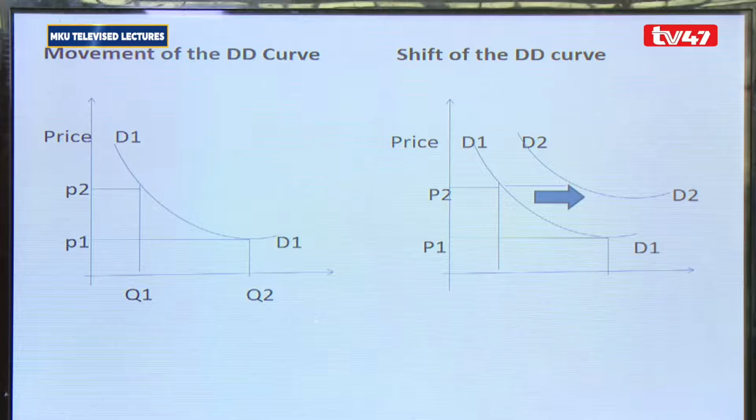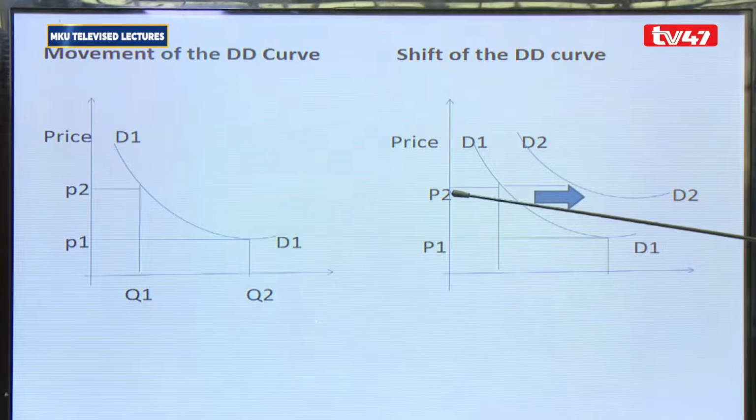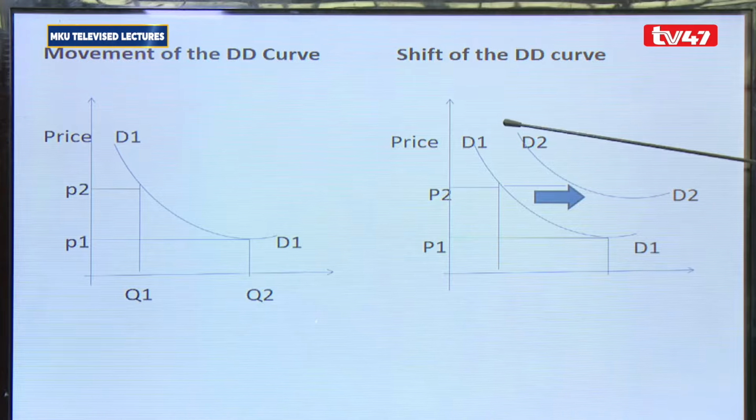Supposing the change of those other factors are favorable, the demand curve will move from D1 to D2, which means that at whatever price, more is demanded. If, for example, the product is in fashion, or if there is a favorable government policy on that product, that is a favorable condition. More will be demanded at price 2, and at price 1 more will be demanded, because the demand curve will have moved entirely from D1 to D2.